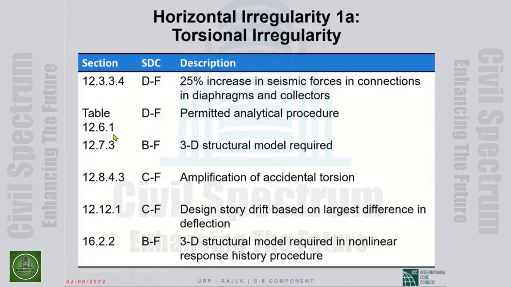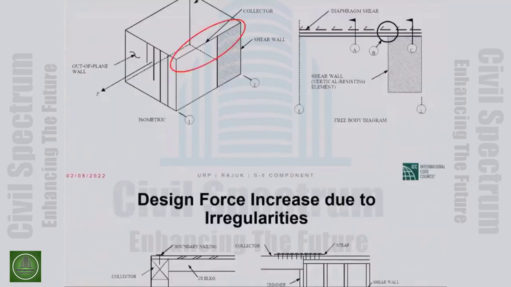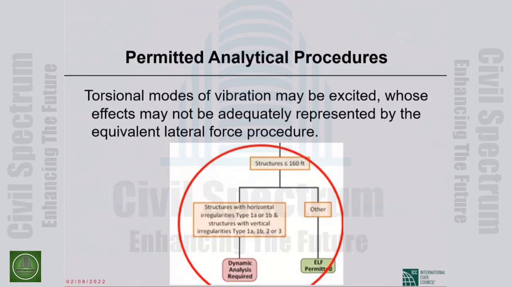The next thing you have to look at is table 12.6-1, which is the permitted analytical procedures. Okay. We went over that yesterday. If you have torsional irregularity 1A or 1B, that is one of the bad irregularities that will trigger dynamic analysis even for the shorter buildings. Okay, so if you have torsional irregularity, you have to look at this table and do dynamic analysis.